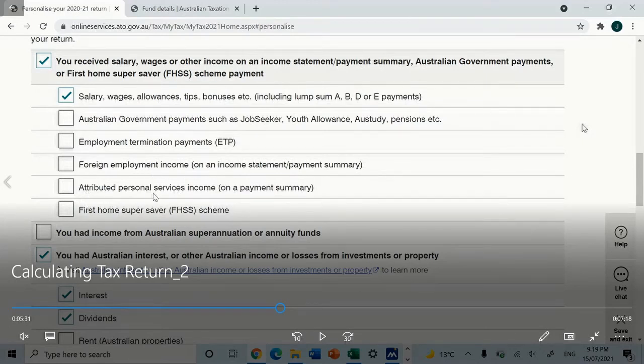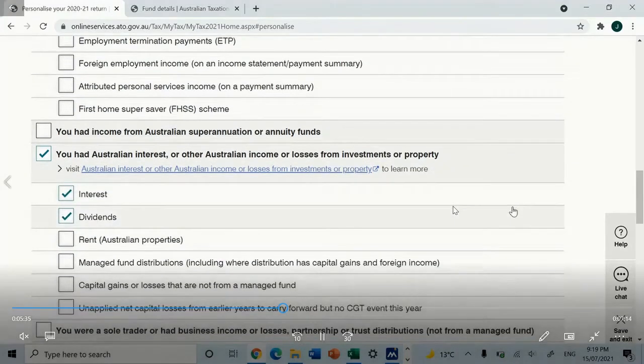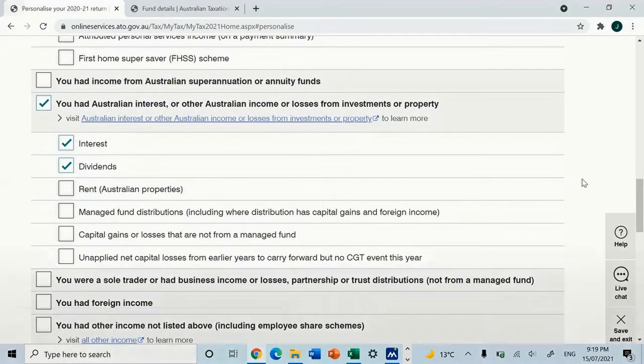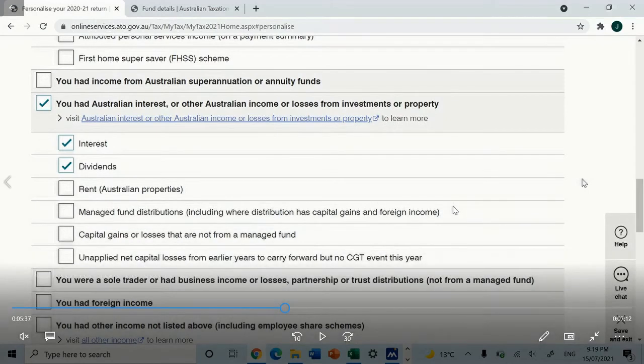Personal services income, no. I'm not a contractor of any sort. No First Home Super Saver for me. I did have interest and dividends, interest from my bank, as most people get. It's pretty low at the moment, but I guess it's something. Dividends, I work for Woolworths, and I have shares with them, and they pay out dividends, so I got that.